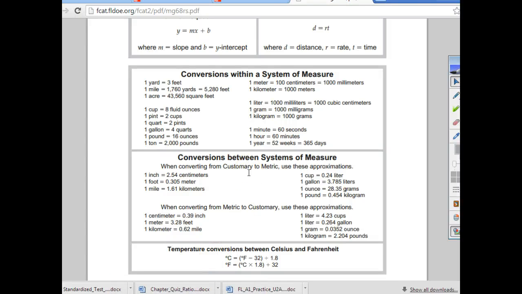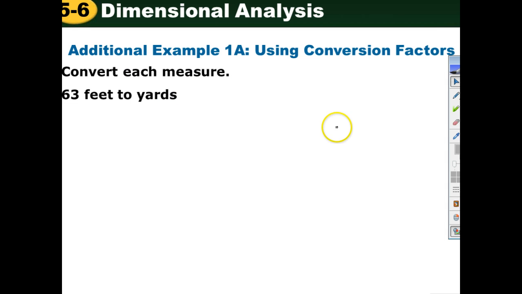All right, so first thing we're going to do here is to look for our conversion factor. Now we are going from feet to yards. So first thing we need to do is to go and look for the conversion factor here. Since feet and yard are both in the customary system, we are going to go up here. So here we have 1 yard is equal to 3 feet. So first thing we want to do is to go ahead and write that down. So we write down a conversion factor that 1 yard is equal to 3 feet.